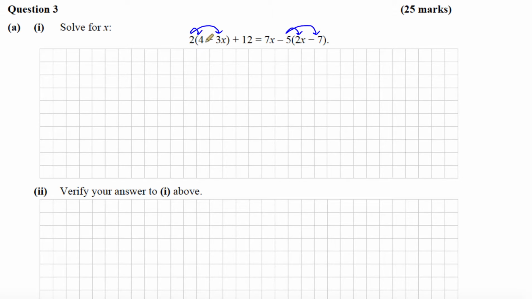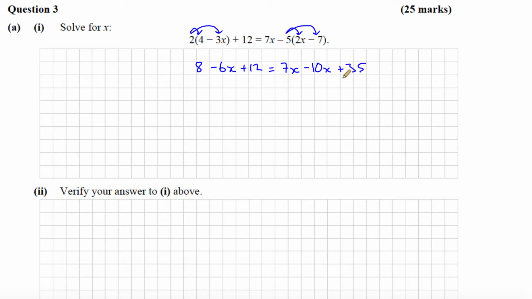So on the left you've got 2 by 4, which gives 8. 2 times minus 3x is minus 6x. And then you've got your 12. On the right, now be careful here, some people multiply the 7x as well by this stuff in the middle, in the bracket. But you don't do that, the 7x is on its own. And then minus 5 by 2x is minus 10x. Minus 5 times minus 7 is plus 35.